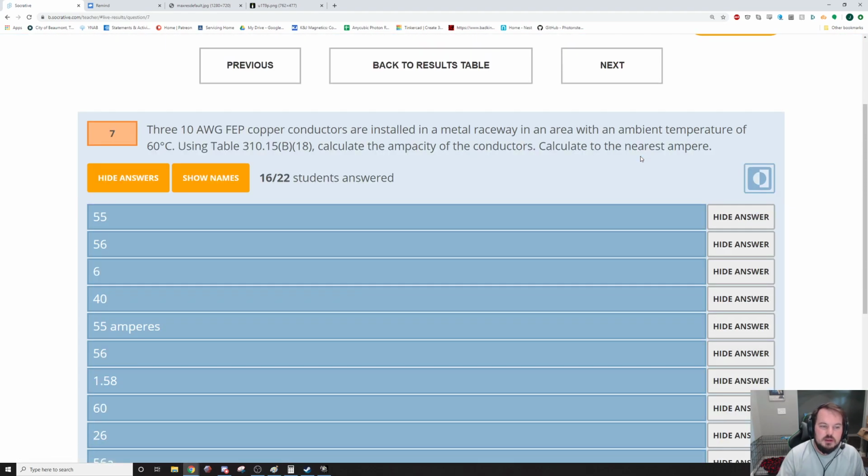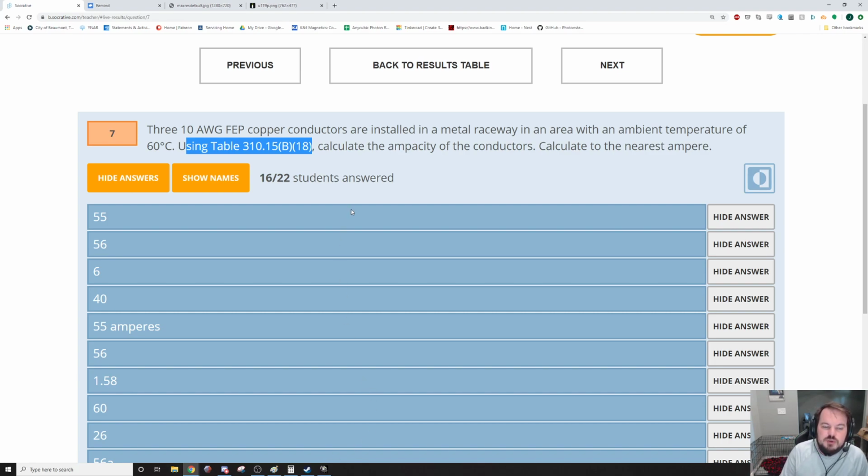All right. 3, number 10, FEP copper conductors. Now this question directs you to a new table and a new temperature correction chart. So you will use Table 310.15(B)(18) to get your original ampacity, just like we did for question number 1.